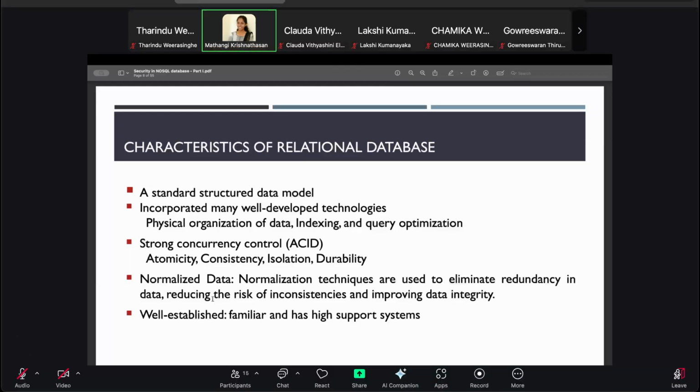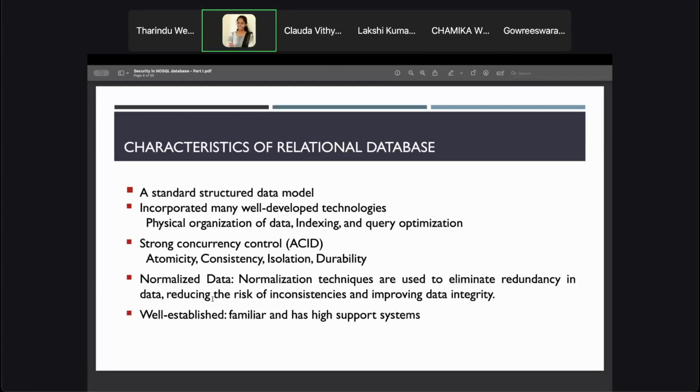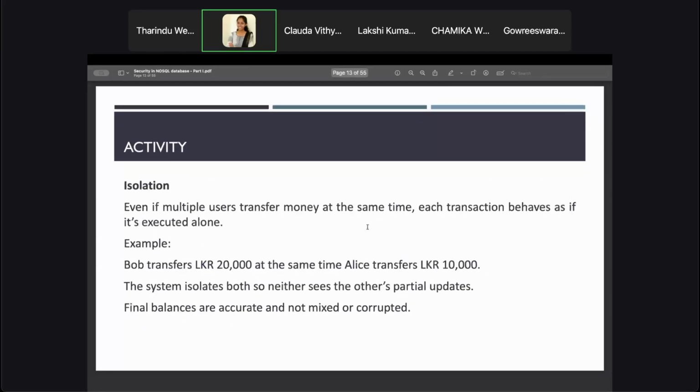The fifth and final one is a well-established system, right? We have been using relational databases for such a long time. If you want to implement a relational database management system, you have high community support, in terms of several documentations and resources available to build it. If you find any issues, there are platforms to clear them out. There is a well-established community and ecosystem available for relational database systems. All right, so these are some main characteristics of relational database systems.